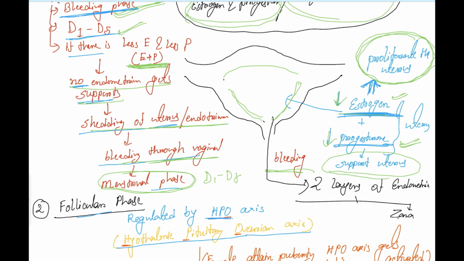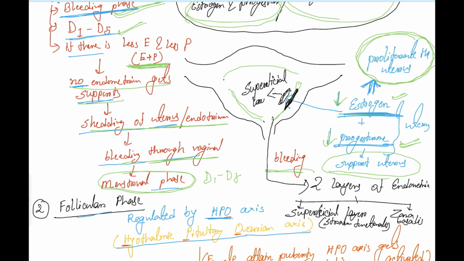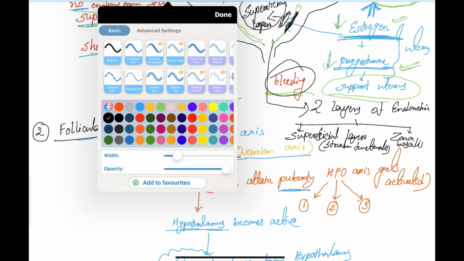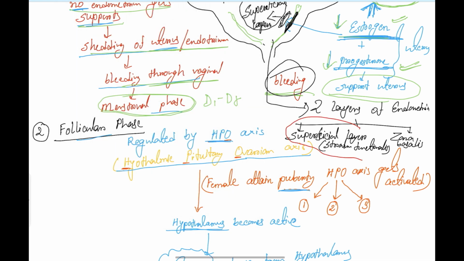One is the zona basalis, and another one is the superficial layer. This superficial layer is also called stratum functionalis. Here is your zona basalis, and above that is your superficial layer. This superficial layer sheds each month. Shedding of this superficial layer leads to bleeding. So if I ask you menstrual bleeding results from shedding of which layer, you will answer the superficial layer.